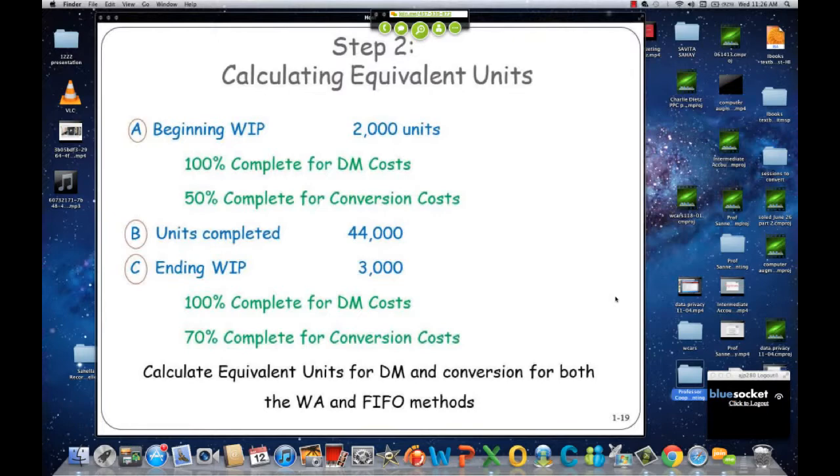We know in February we completed 44,000 units. And we know on February 28th there were 3,000 units still to be completed. They've already been 100% completed for direct materials because we put all the direct materials in at the very beginning. So that was done in February. And we know that 70% of the direct labor and overhead is also completed for them, leaving 30% of the work to be done in March for these 3,000 units. Okay?